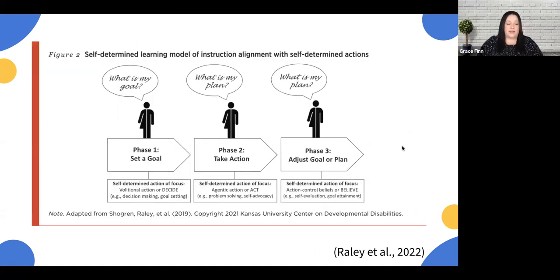So here's a really great outline of what SDLMI does. In phase 1, the student is going to set a goal. This is the deciding piece. What is the goal that I am trying to accomplish? What is the time frame for this goal? And then in phase 2, they're going to take action. How am I going to achieve this goal? It is the act piece. And then in phase 3, they're going to adjust the goal or plan. So they're going to believe that they can achieve the goal, and that's through self-evaluation. How am I doing? Am I moving towards my goal? Do I need to change my goal a little bit? Is it not what I thought it should be? And just move through this process in order to set their goal and then reach it.